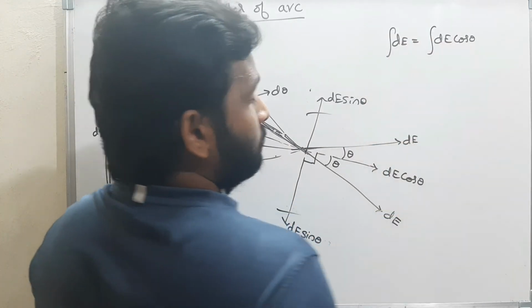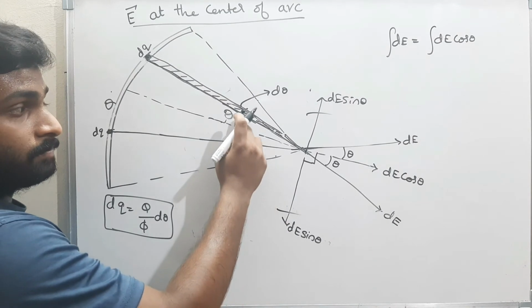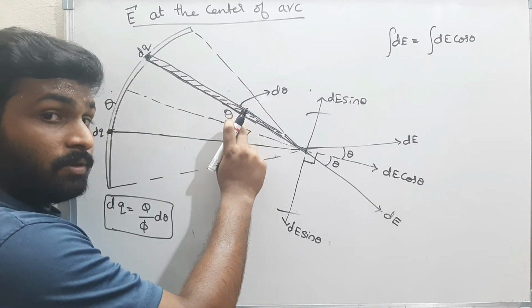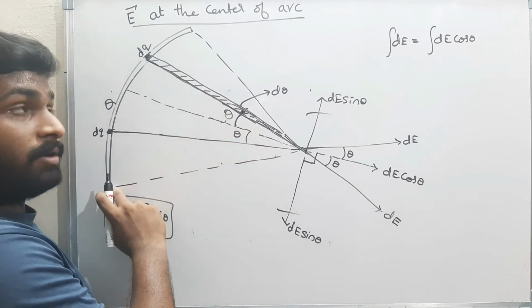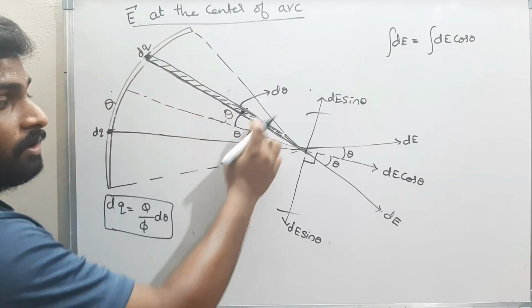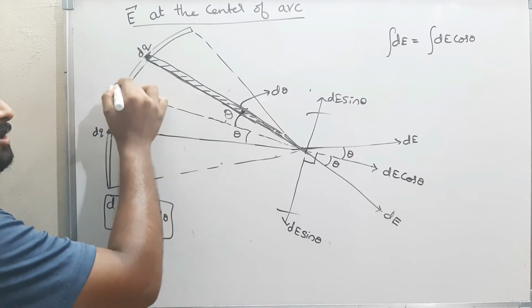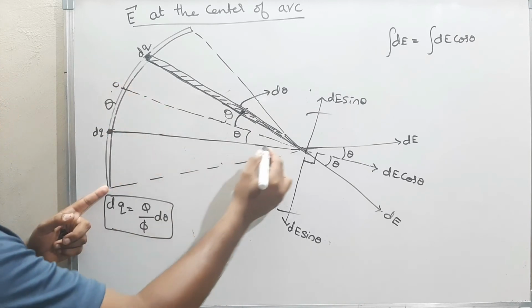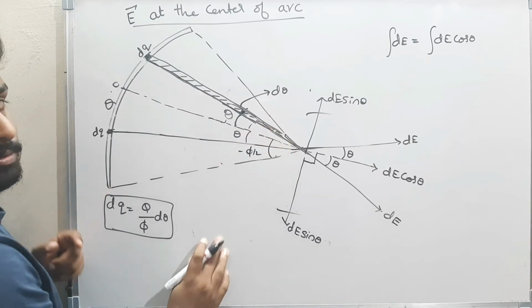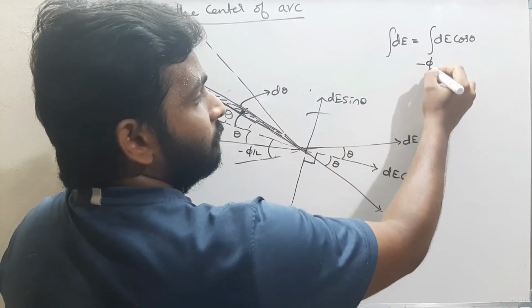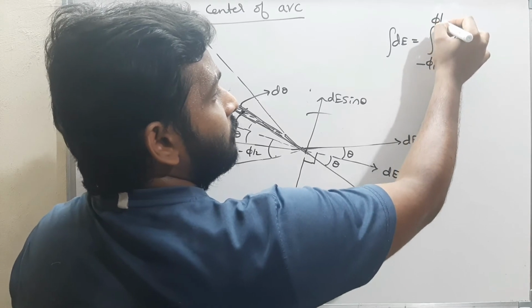What are the limits of integration? The angle theta is changing from minus phi by 2 to phi by 2. The whole angle is phi. I am assuming the center line as 0. This angle is minus phi by 2 and this angle is phi by 2. Therefore, the limits are minus phi by 2 to phi by 2.